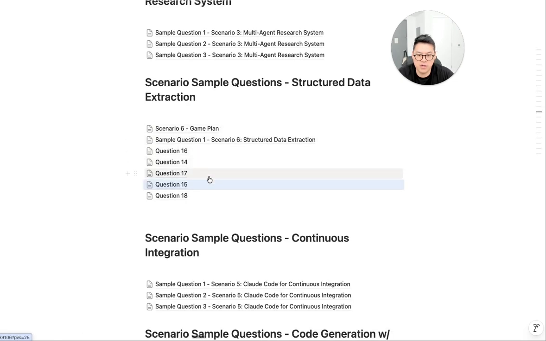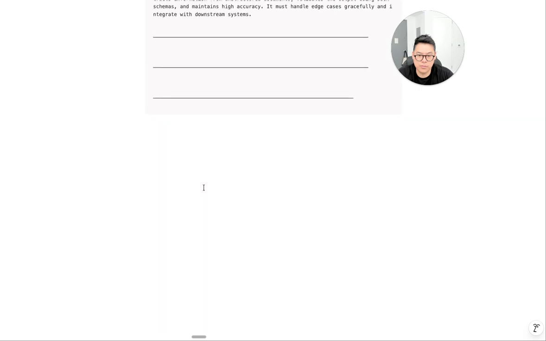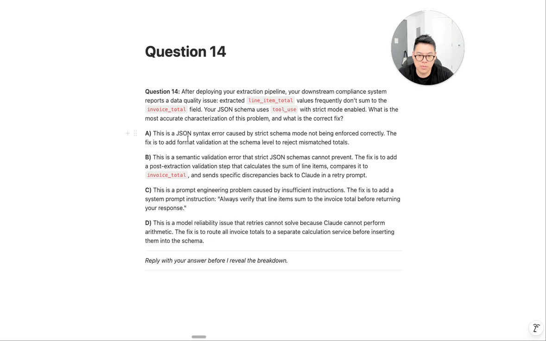So I'm going to go ahead and pop in. After deploying your extraction pipeline, downstream compliance system. Okay, so this is actually question 14. I'm going to do the same thing here.